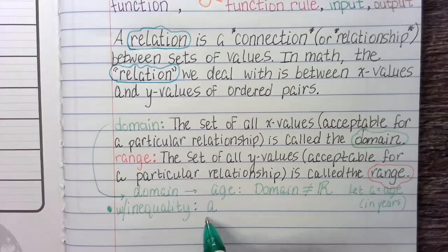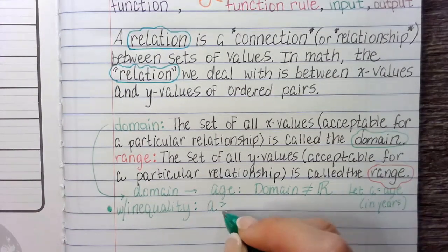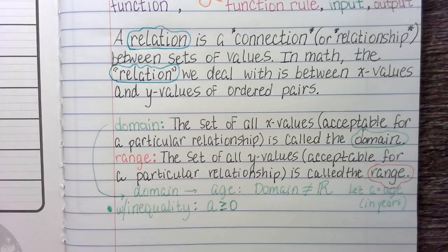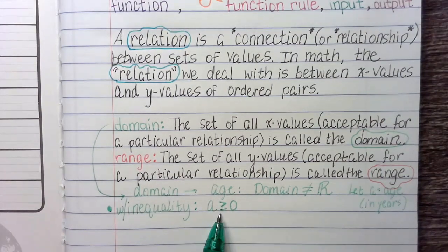Your inequality: A is greater than or equal to, I guess we could say or equal to, the moment you're born, greater than or equal to 0. So with an inequality, that's how you might represent your domain. If it's a question saying, what's the domain in this particular word problem, and there's a word problem about someone's age, you might write a domain with an inequality like this.